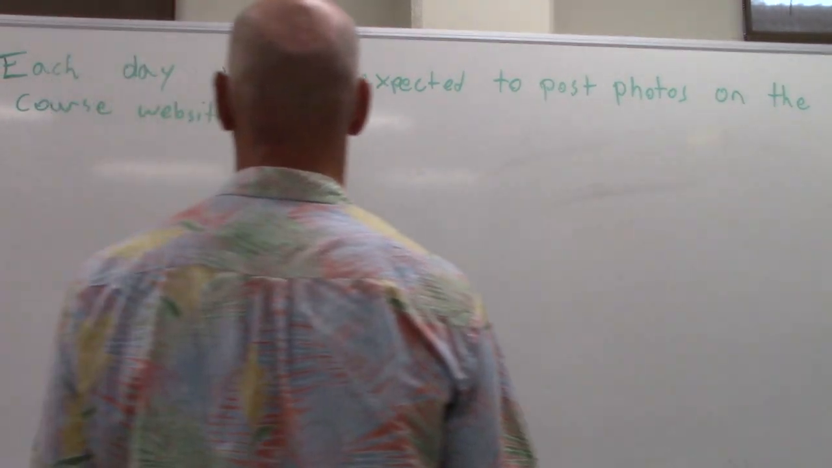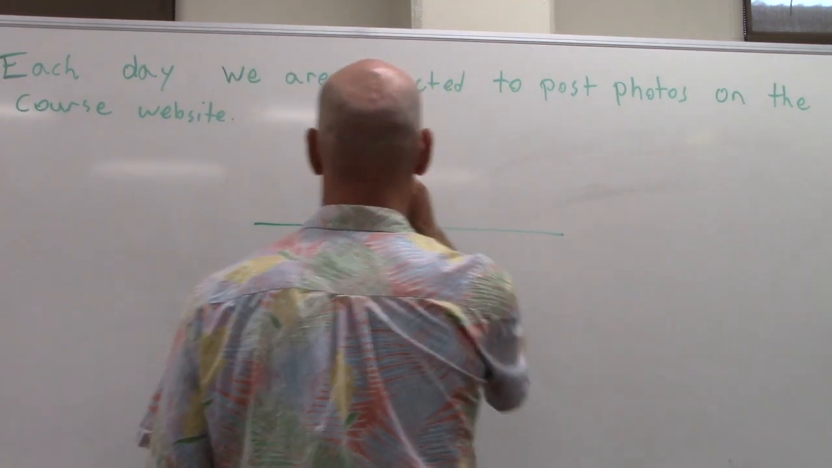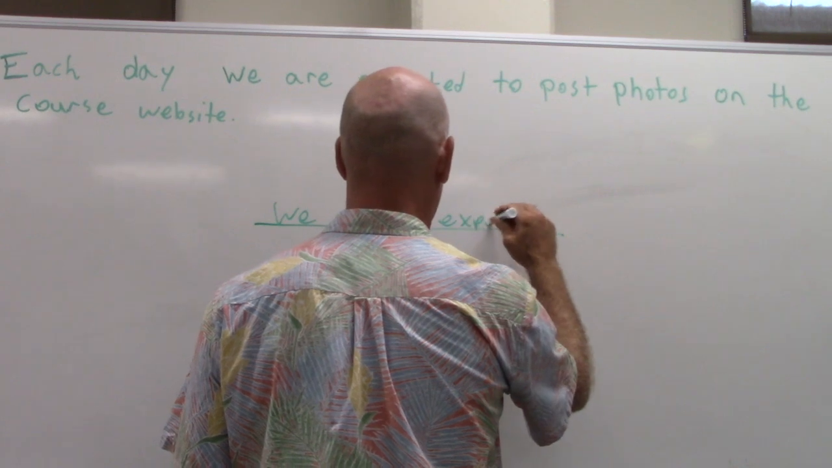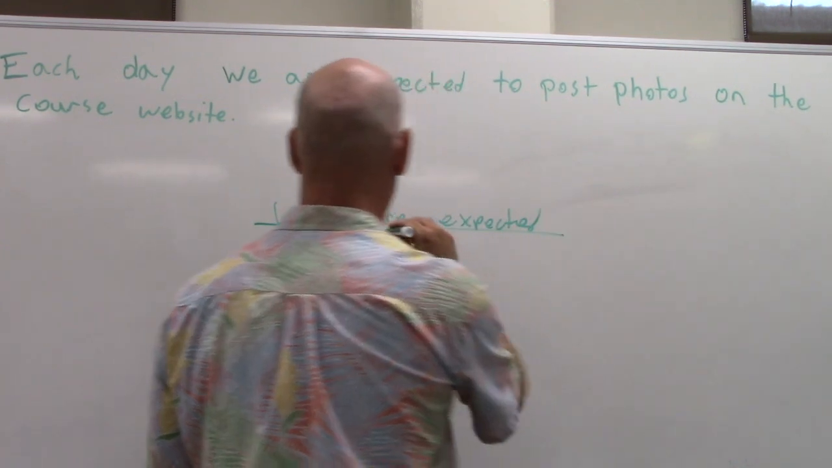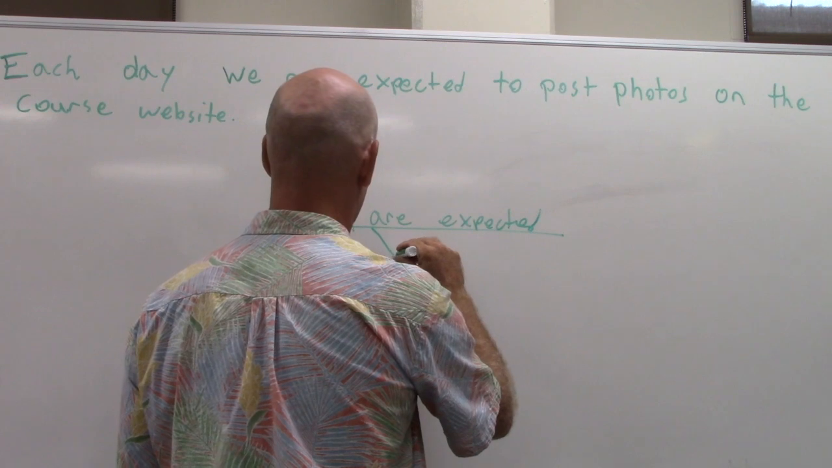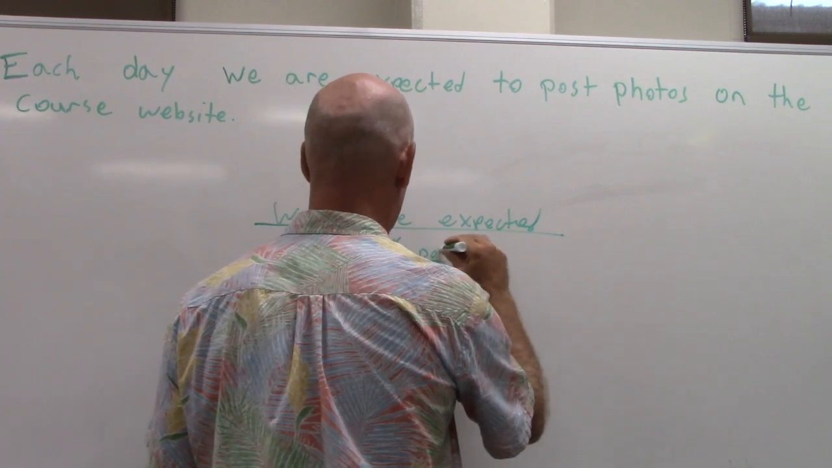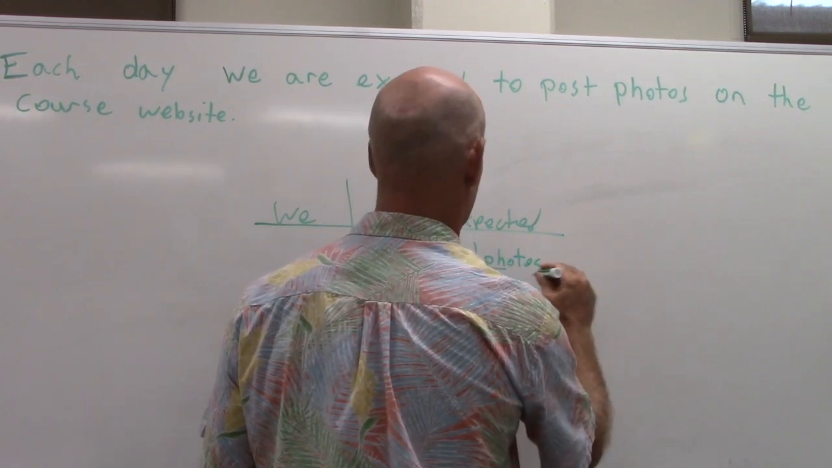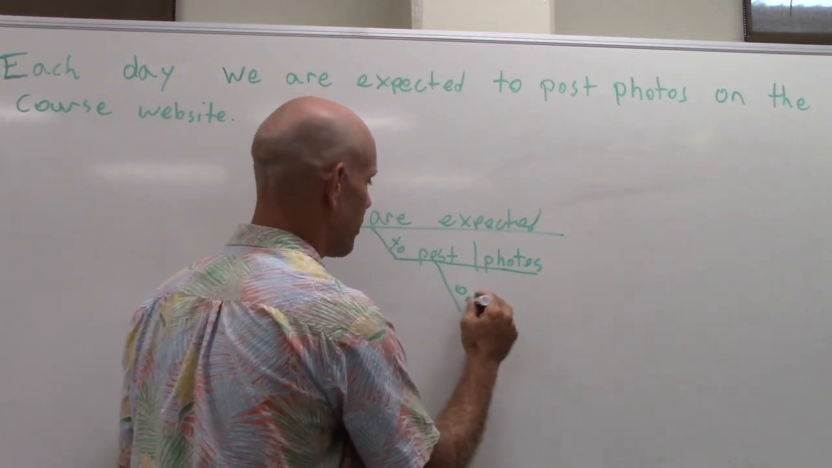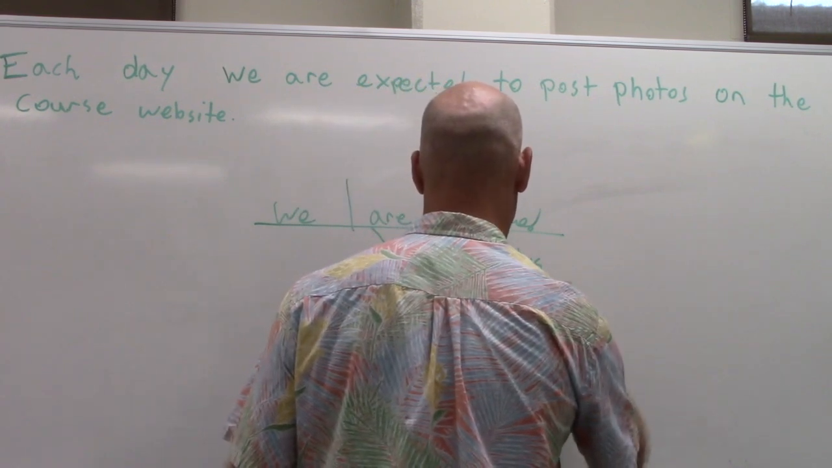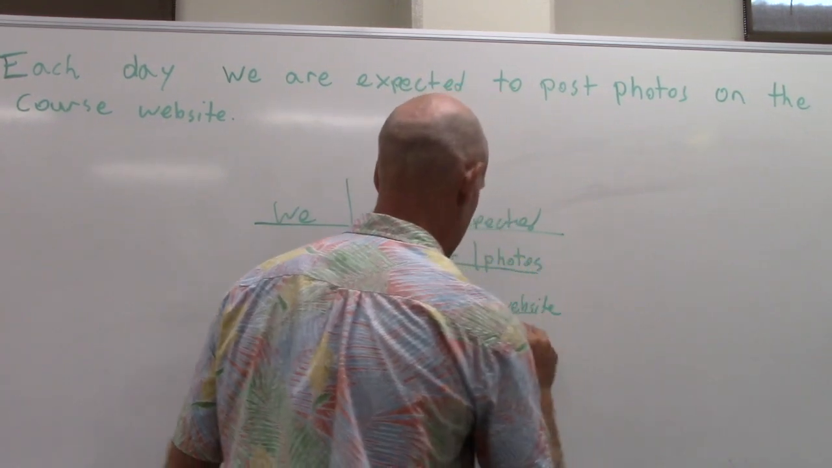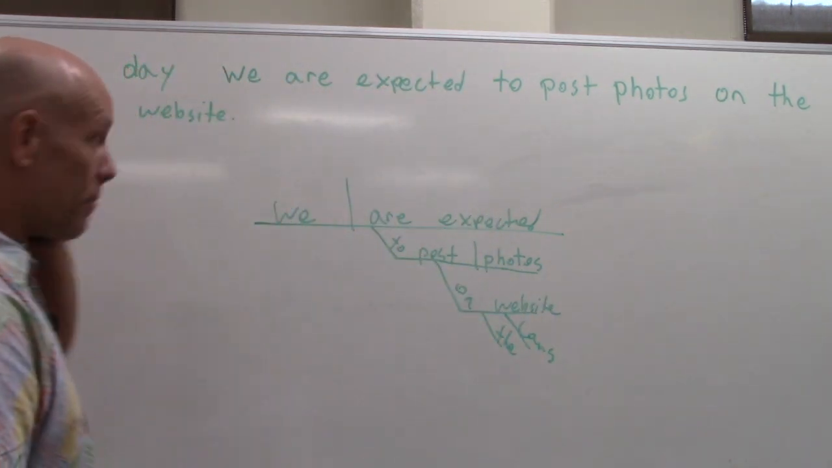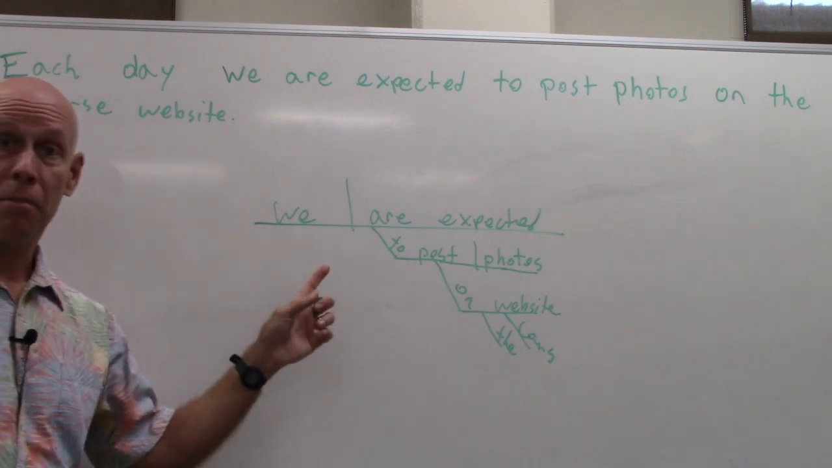Now, here we go. Let me diagram it first and see what's happening. We expected something, to post them someplace. All right, so far we have a pattern 7.